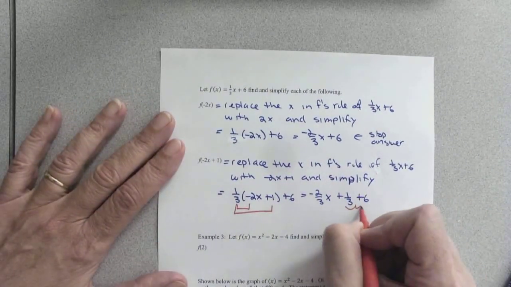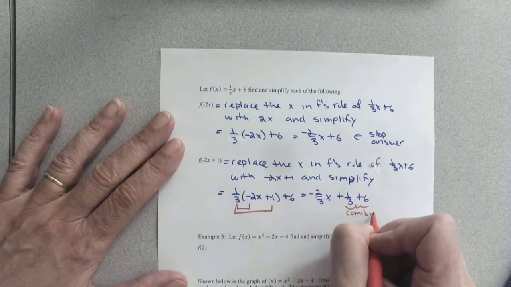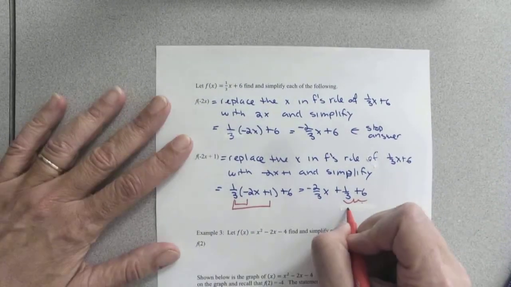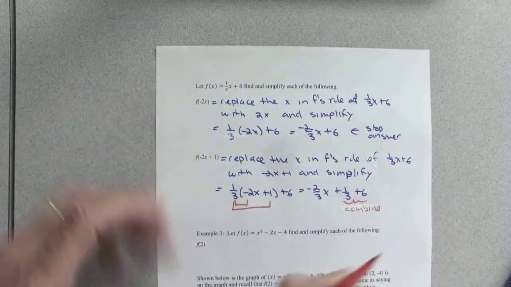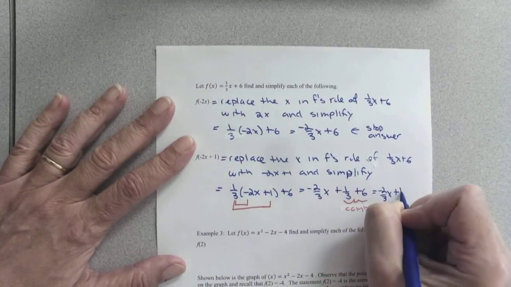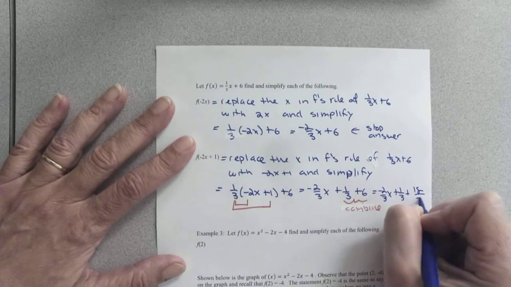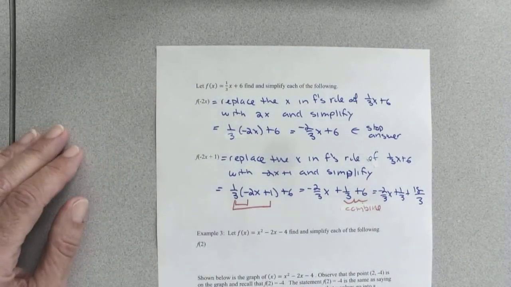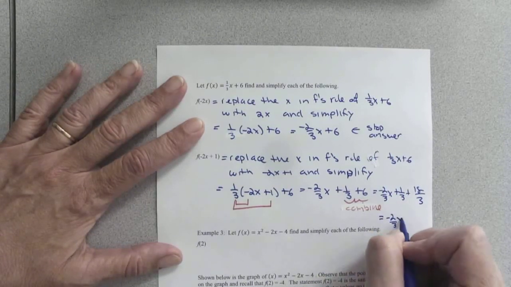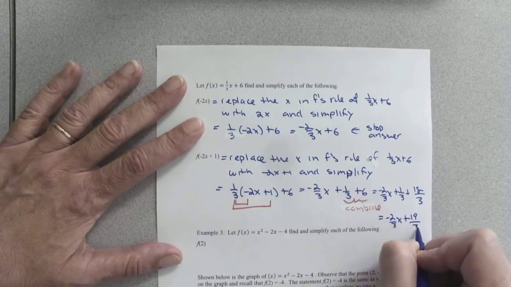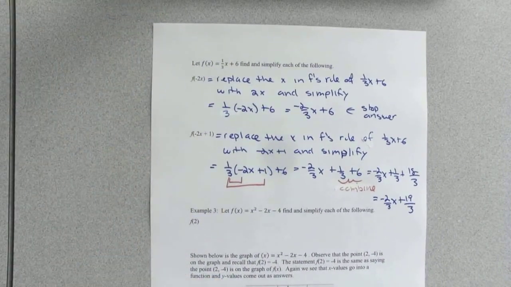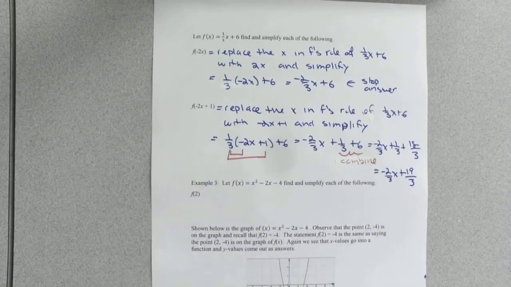We want to combine these. So remember, to add fractions, we get a common denominator. 6 is the same thing as 18/3. And so my answer comes out to be negative 2/3 x plus 19/3. And again, we just stop. That's the answer.